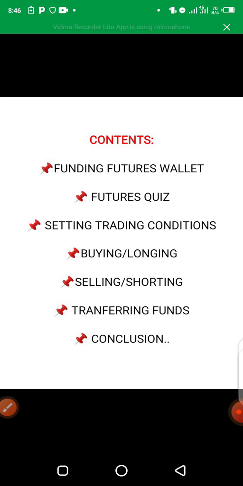The next thing is the futures quiz. Before you can start trading futures on Binance, you will need to answer a quiz. Someone will be asking, how do I know the answer to this quiz? What if I fail? No, there is already a ready solution to that. How is it done? Just click on start quiz and then randomly select your answer.